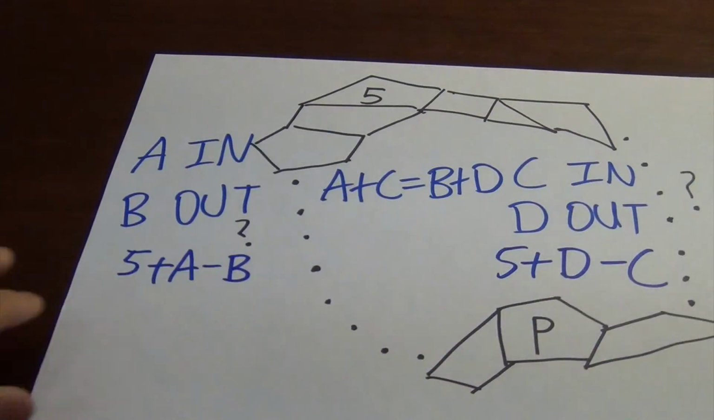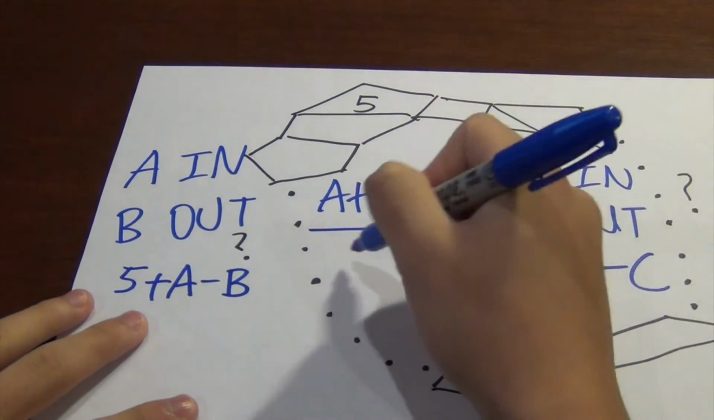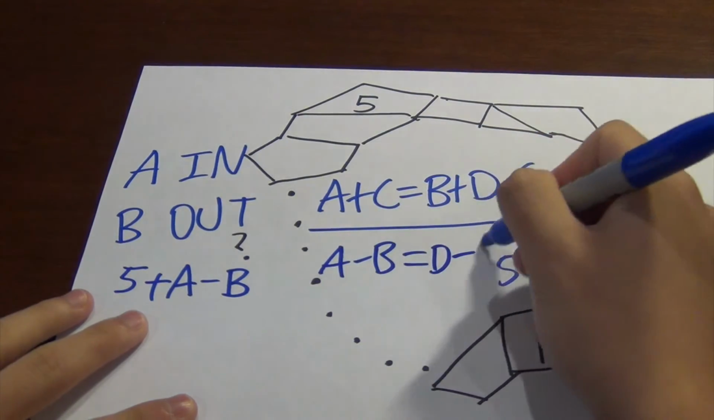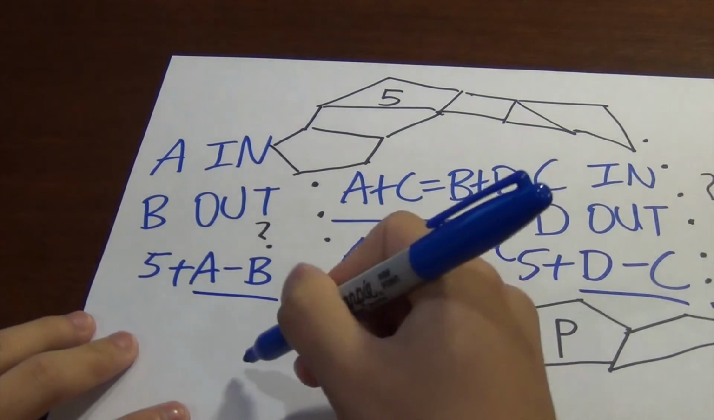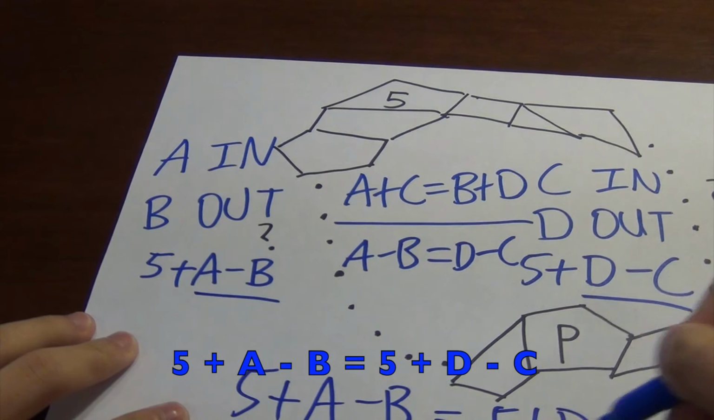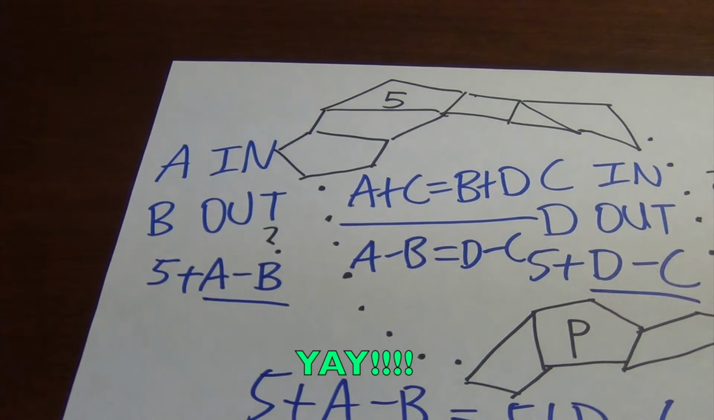Now, are these two values the same? Well, taking our first expression, we can change this to be A minus B is equal to D minus C. Now we see D minus C here and A minus B here, so that means 5 plus A minus B has to equal 5 plus D minus C. And this concludes our proof.